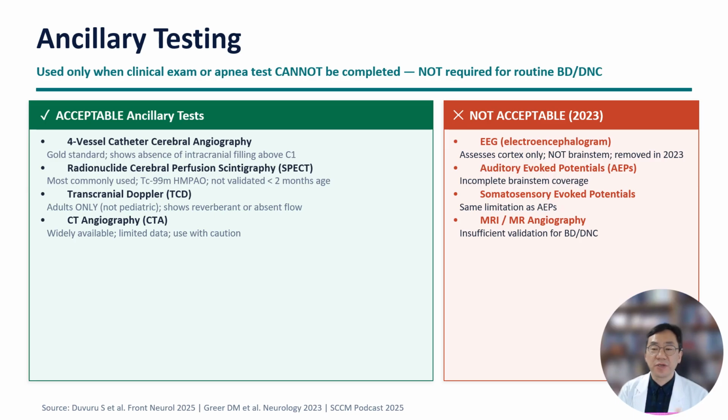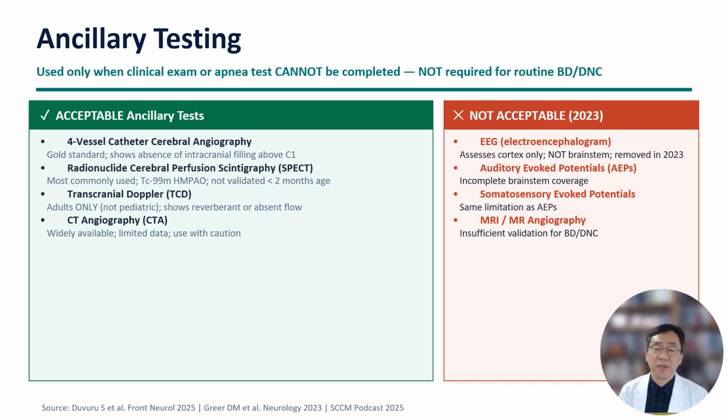Transcranial Doppler is also acceptable, but adults only. It looks for a reverberating or absent flow pattern. Do not use it in the pediatric patient. CT angiography is widely available and can be used, but the 2023 guideline notes that the data is still limited. Use it with caution.